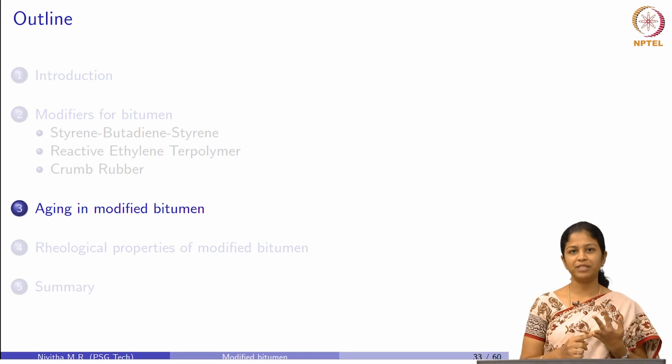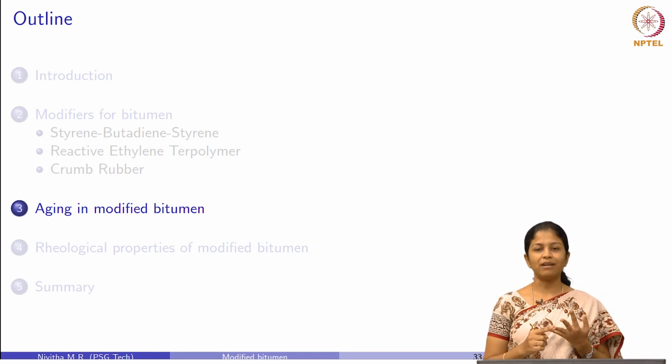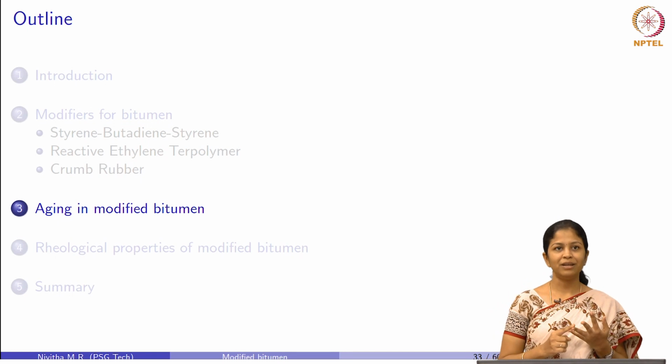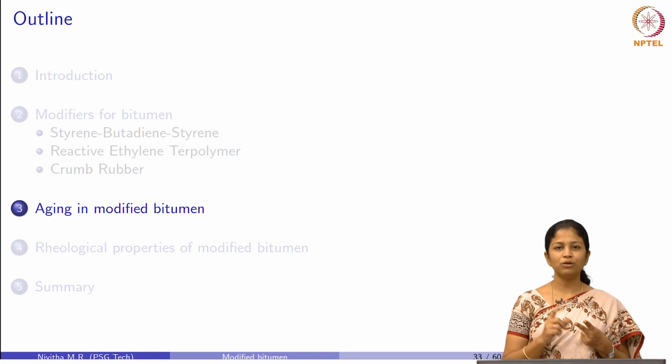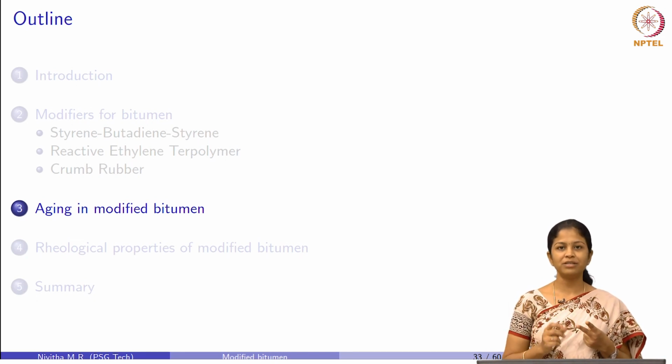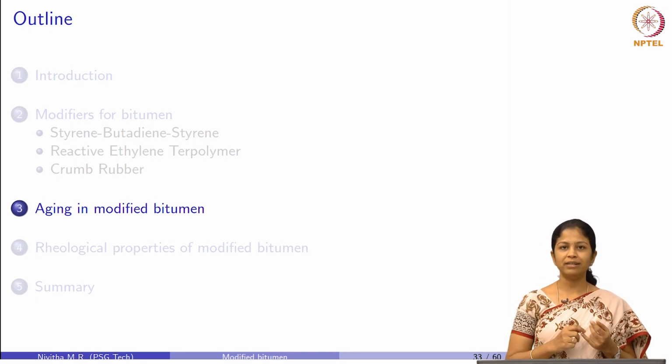So we have seen that styrene butadiene styrene undergoes a physical interaction, whereas plastomers, mostly of the reactive ethylene terpolymer group, undergo both physical and chemical interaction. We have also seen that crumb rubber undergoes physical interaction and also has some inert materials in it, and that under specific conditions it can also undergo chemical interactions.